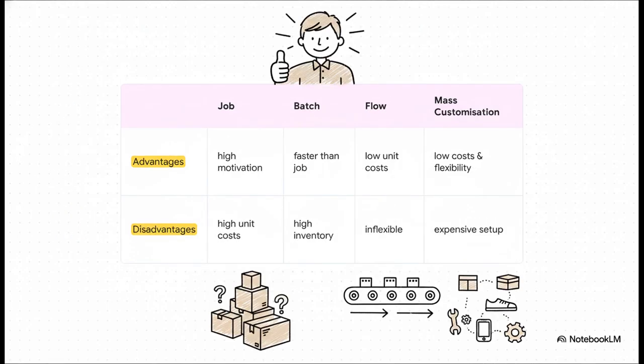Now listen up, because for exam purposes, you really need to pay attention here. When a question asks you to evaluate or recommend a production method, this table is basically your toolkit. It lets you directly compare the pros, like the high worker motivation in job production, against the cons, like those high levels of inventory that can build up in batch production.